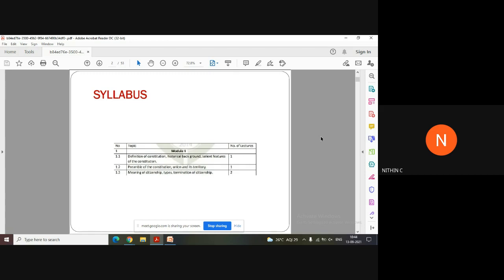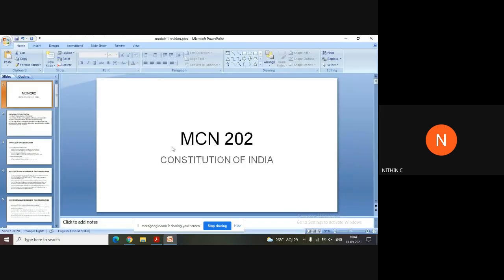Then we started off discussing the various articles and various parts and schedules of the Constitution. Started off with the Union and its territory, and then with the citizenship, its types, and how it can be attained, and how it can be terminated. So all those things we discussed in the first module. We'll just have a recap of the things we have seen in the first module. So I have prepared some of that.